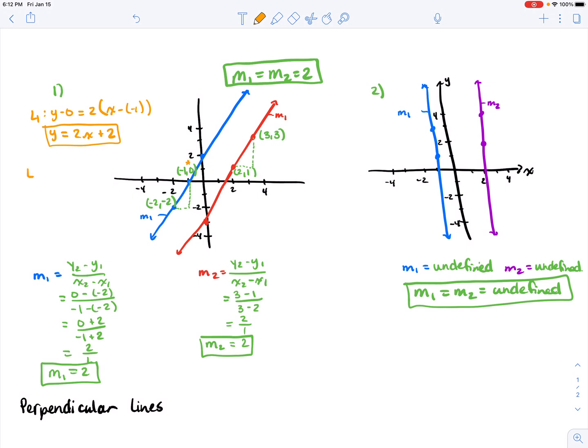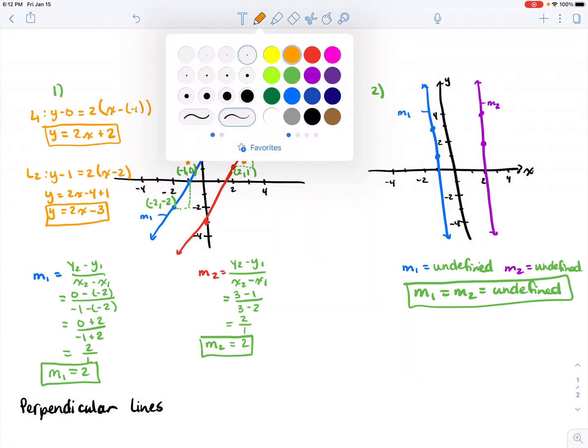Now let's look at line 2. So again, my M2 is 2. Let's use the point (2, 1). I have y minus 1 equals 2 times x minus 2. So I have y equals 2x minus 4 plus 1, or y equals 2x minus 3.